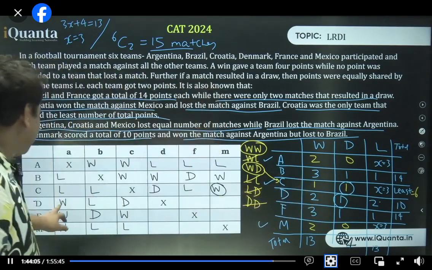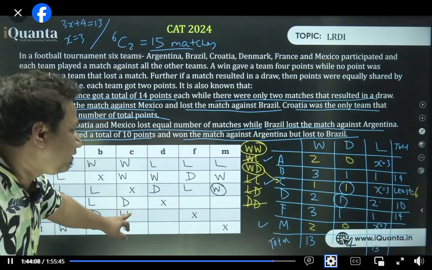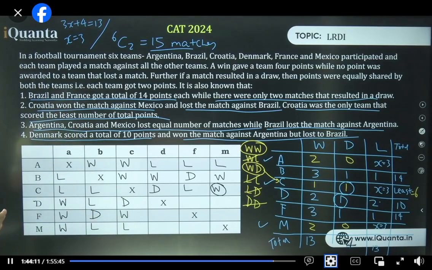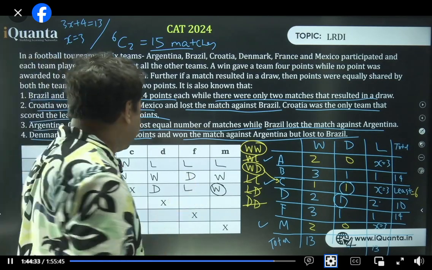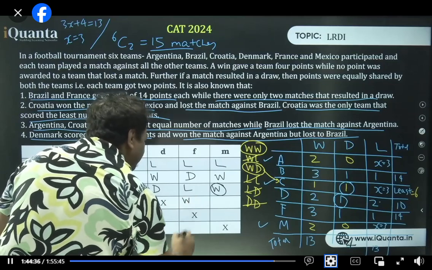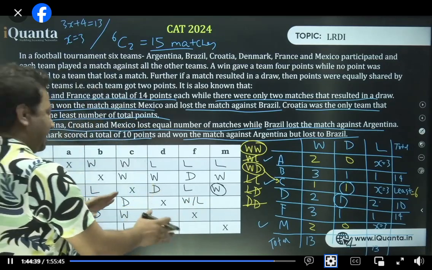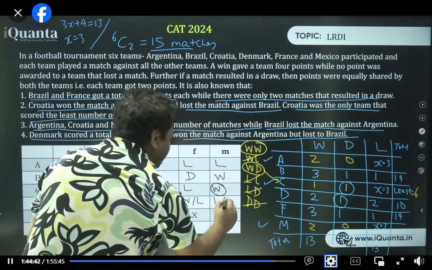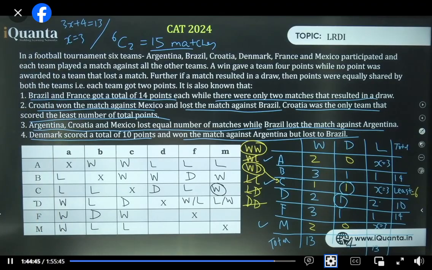2 wins, 1 draw, and 2 losses. Here we are not sure. In case of Denmark, we are not sure. So Denmark against France can be a win or a loss. And having said that, Denmark against Mexico can be a loss or a win. Cool. Got it? We're not clear about Denmark.